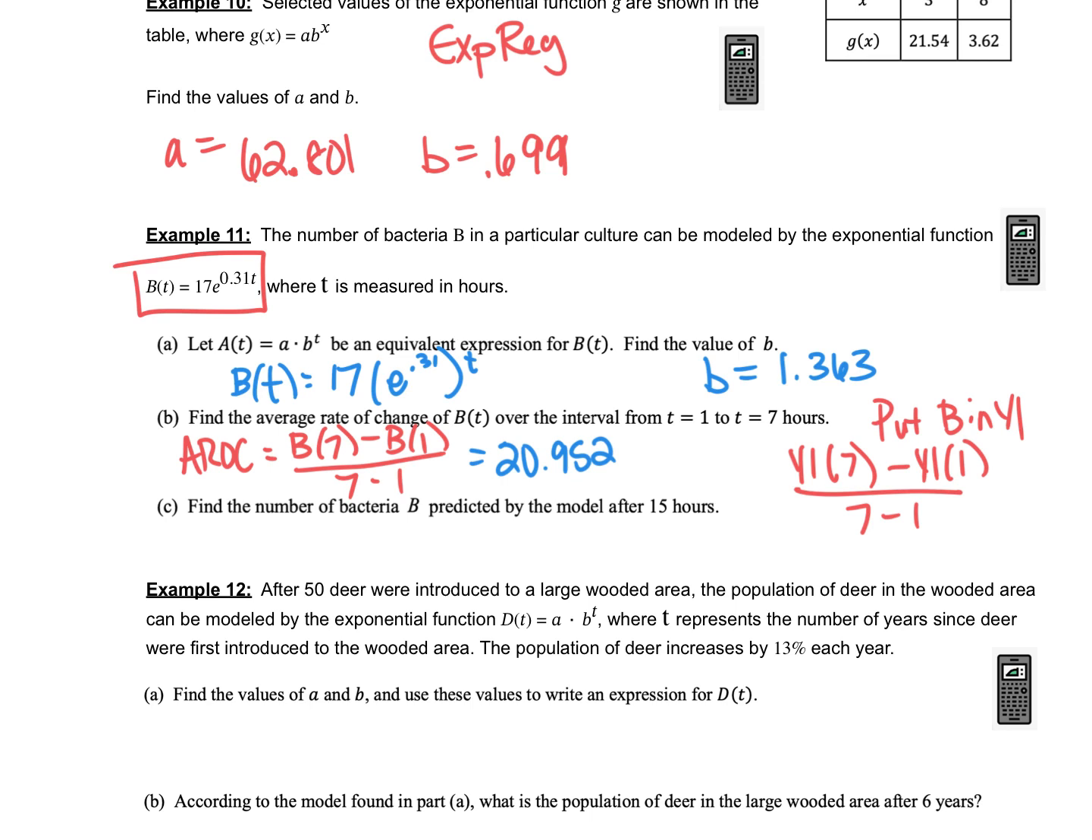Okay, so now here's the answer I got, 20.952. Okay, so I'll put the thing in Y1. Now what do I do? Okay, alpha Y equals to get a fraction. Okay, alpha trace to get Y1. Okay. And then parentheses 7. Close the parentheses, minus alpha trace, and do it again. Always stop me.